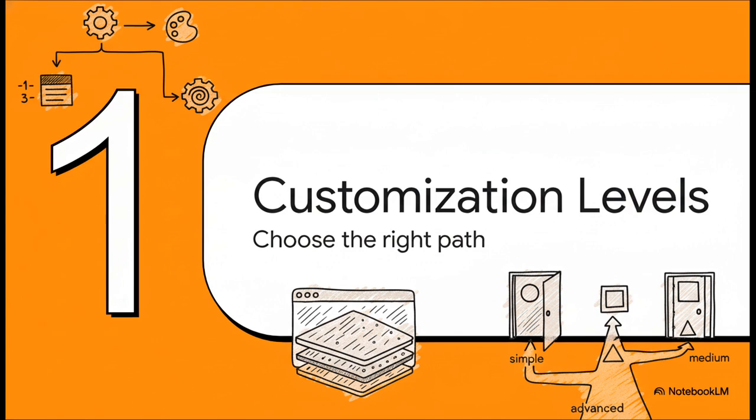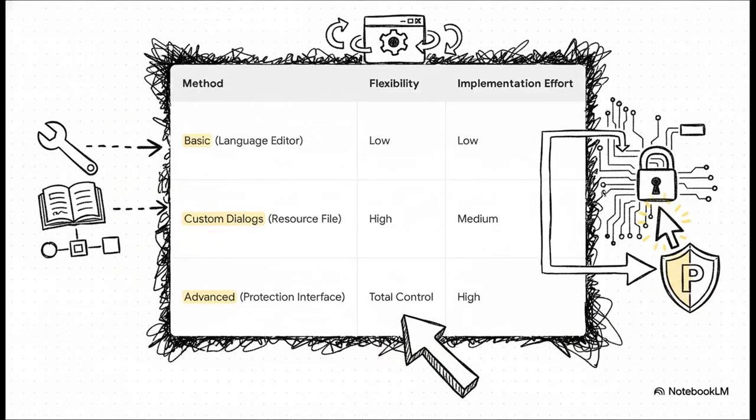So before you start coding, you really need to choose the right path for your app's user interface. Let's break down the options. So this table kind of breaks it all down for you. You've got 3 main choices. On one end, you have the basic method. Super easy, low effort, but also low flexibility. It's great for just tweaking some text.